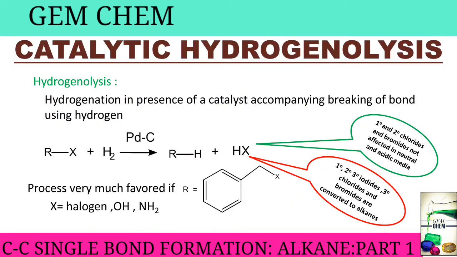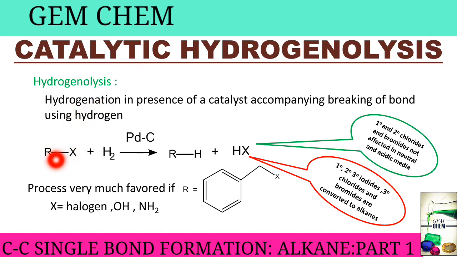Now we will see our third method, that is catalytic hydrogenation. This is another method in which alkyl halides are reduced using hydrogen. Now this is catalytic hydrogenolysis, right? So what do we mean by hydrogenolysis? We see the words hydrogen and lysis. Hydrogen comes from the addition of hydrogen and lysis refers basically to a breakage, right? So hydrogenation in presence of a catalyst accompanying the breaking of a bond using hydrogen is known as hydrogenolysis.